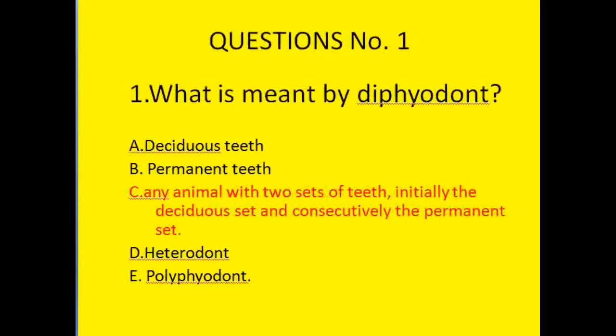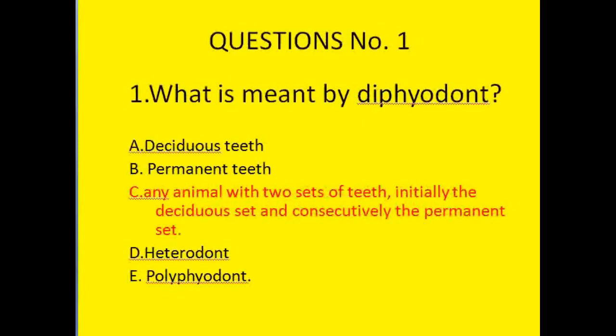When we talk about deciduous teeth, the teeth are not permanent. They will fall off. Permanent teeth will be present permanently in the body of the organism. So option C they have given in the question itself. Here they have given the word diphyodont. The meaning of di is two. So two sets of teeth will be present, and initially they are deciduous, not all the teeth, only certain numbers, and consecutively they become the permanent set. So option C is the correct answer for this question.